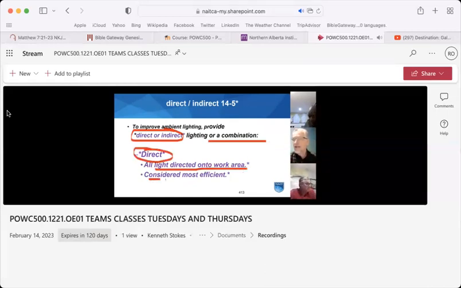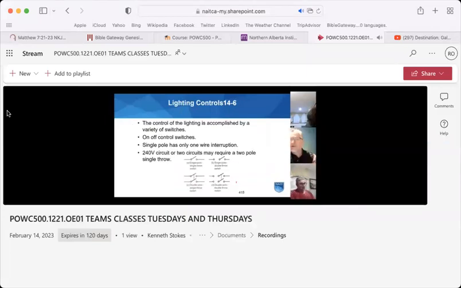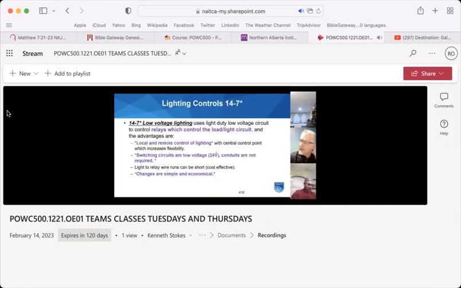Remember that direct is just all light directed onto the work area, and it's considered the most efficient. Indirect is reflected first by the ceiling and/or walls, and is more comfortable and has less glare. How do we control lighting? We use a variety of switches, usually just on and off control. 240-volt circuits may require double-pole single-throw, so there are different switch configurations here.